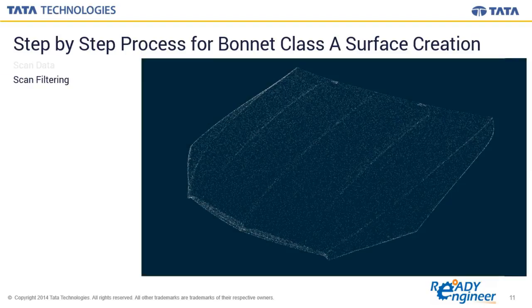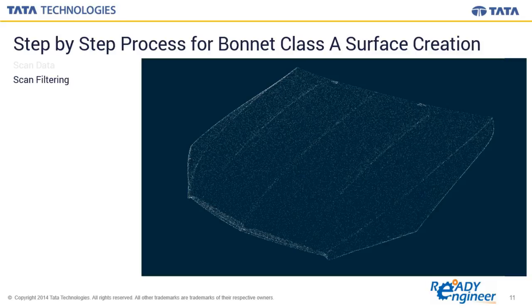So one of those processes is scan filtering. We have to filter out non-usable points. We have to remove them and we get more usable scan data. We remove all the spikes and unwanted areas, and we get finally usable surfaces. And that process we call scan filtering.